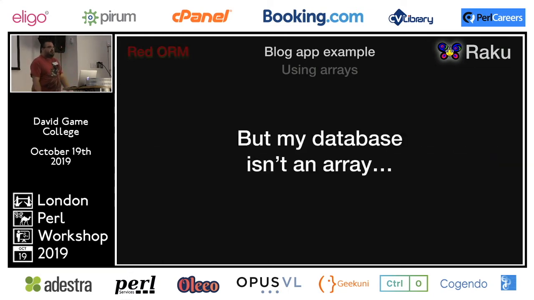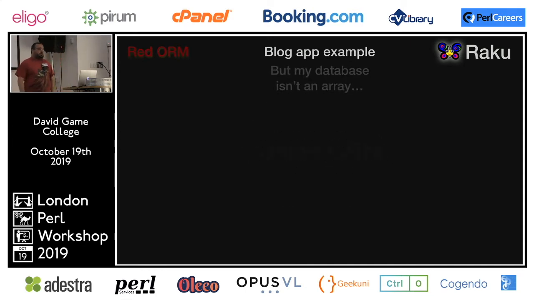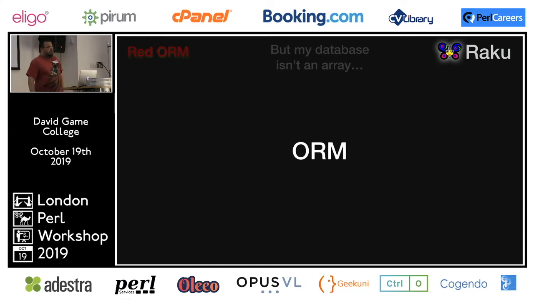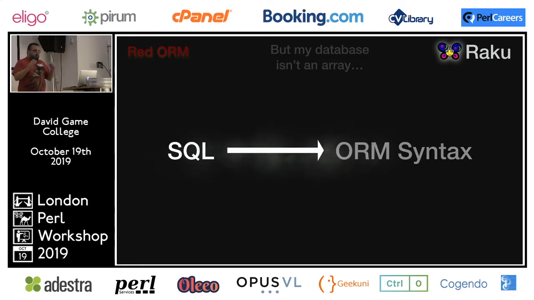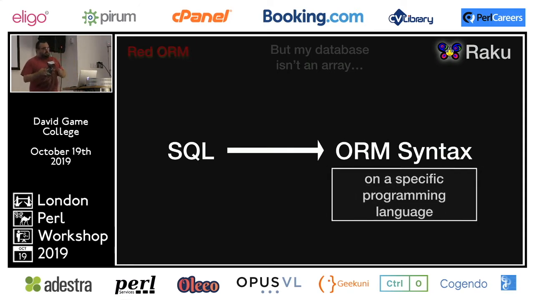Okay, but my database isn't an array. So what should I do? How could I do that for a database? Easy. You could use an ORM. And ORMs usually are all about SQL. Usually you think of the SQL you would like to run, and you write it in ORM syntax using a specific programming language. But wouldn't it be easier if you could just use the built-ins of the language you are using, like that?